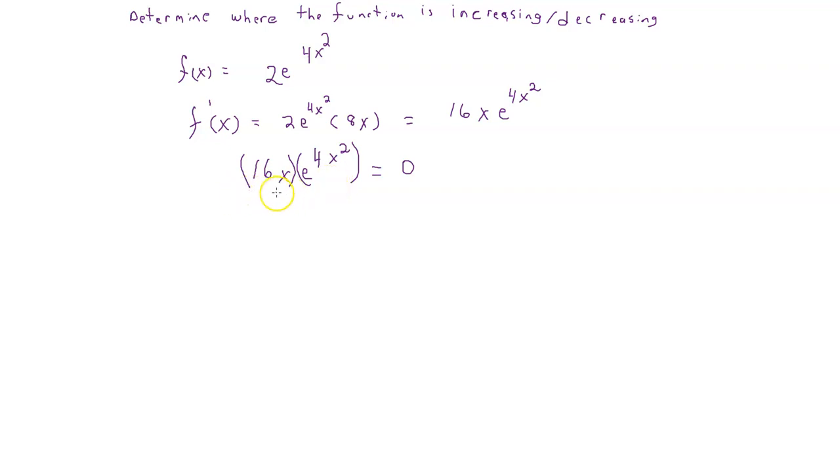Let's consider where this product might be 0. Well, if any number in a product is 0, the whole product is 0, right? If any factor within a product is 0, then my result will be 0. So I know this is always positive. However, when would 16x be equal to 0? Well, you can figure that out mentally. 16x would be equal to 0 when x equals 0, right? So my critical number is x equals 0.